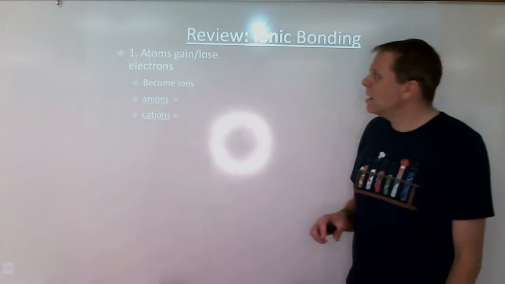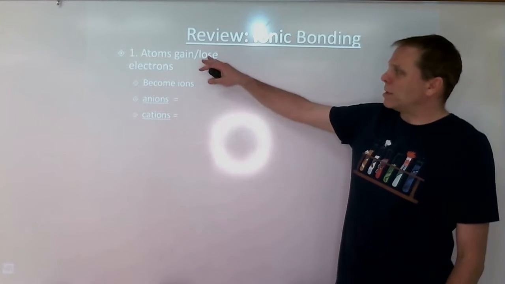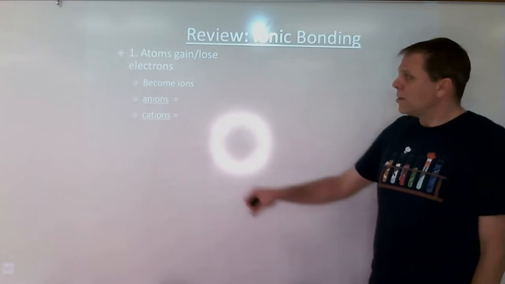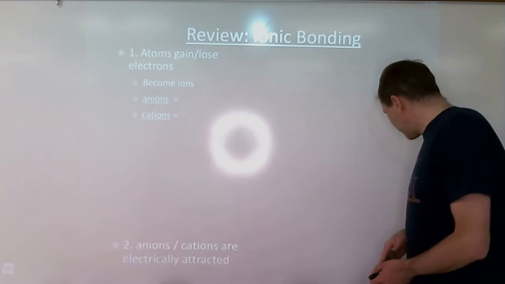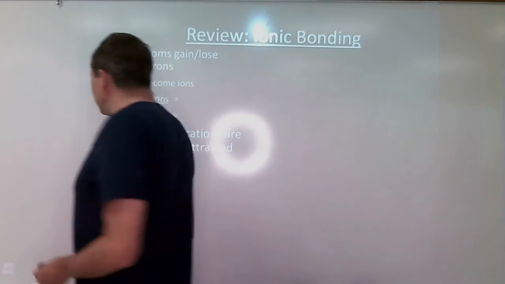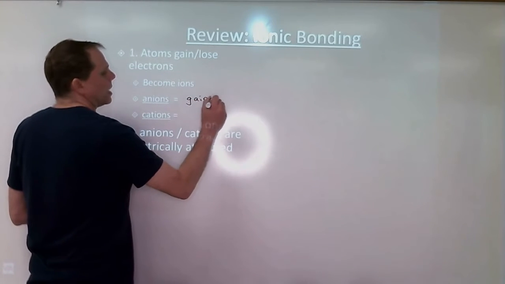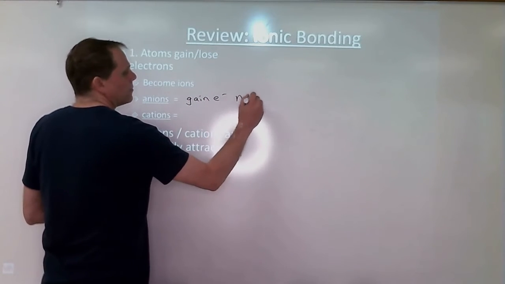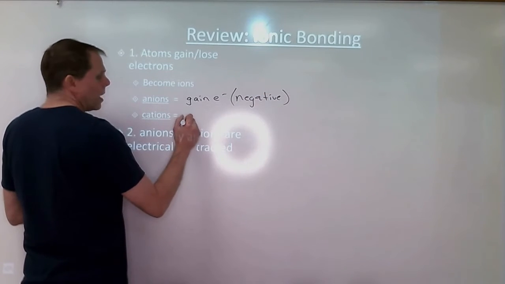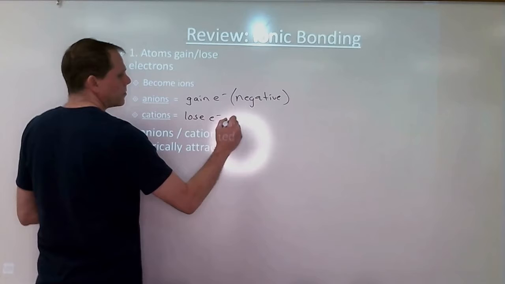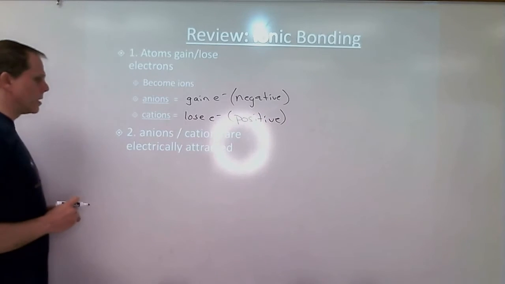Okay, so let's talk about what we know already. Just a little bit of a reminder, we've learned about ionic bonding already, but remember that atoms are either gaining or losing electrons, okay? If they are going to gain electrons, they're going to become anions, and if they're going to lose electrons, they're going to become cations, okay? This is gain electrons, and it's going to be negative overall. This is lose electrons, and this is going to be a positive charge, right?